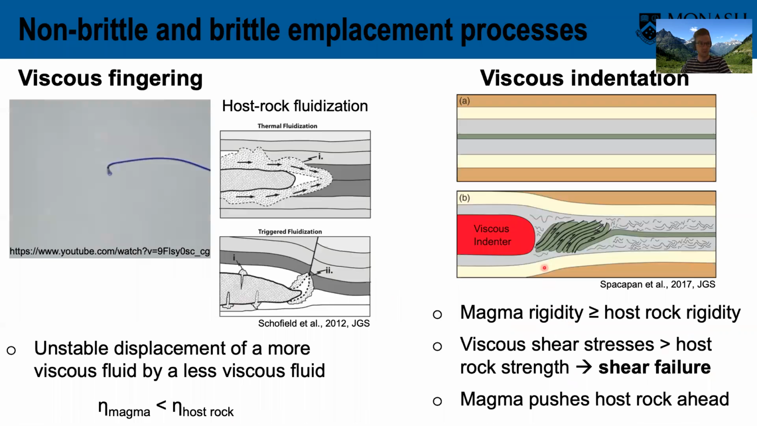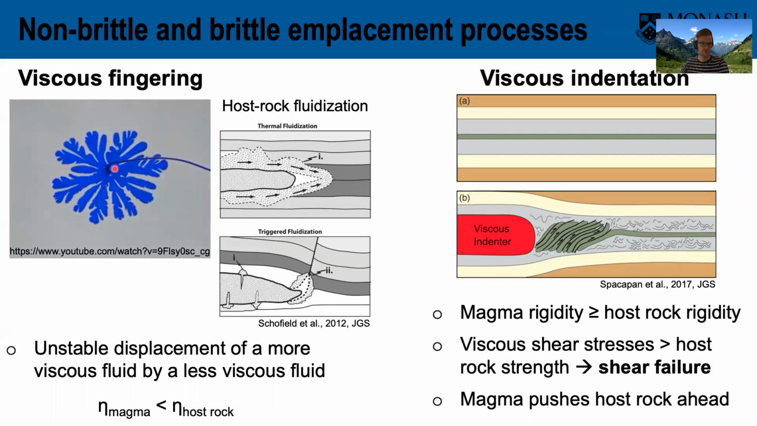Starting with non-brittle deformation mechanisms, which would be viscous fingering. Viscous fingering in general describes an unstable displacement of a more viscous fluid by a less viscous fluid. In the video over here, I'm going to show you in a bit, there is a blue fluid with a lower viscosity injected into a highly viscous fluid. And we can see that the propagating outer margin becomes unstable and breaks down into these elongate finger-like geometries.